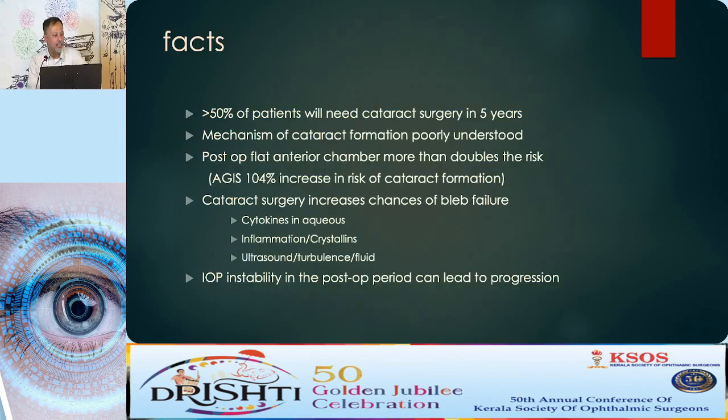Great. So we know that 50% of trabeculectomies will tend to produce cataracts in phakic patients if you follow them up over a period of 5 years. The mechanism of cataract formation is not very well understood, but we also know that if you have problems like a flat anterior chamber following surgery, your chances more than double of developing cataracts. Cataract surgery also increases the chances of bleb failure. Various theories are promoted, but nobody really knows the answer to this question.